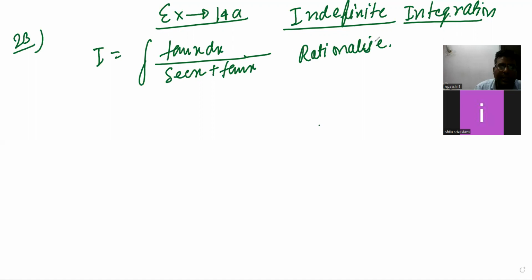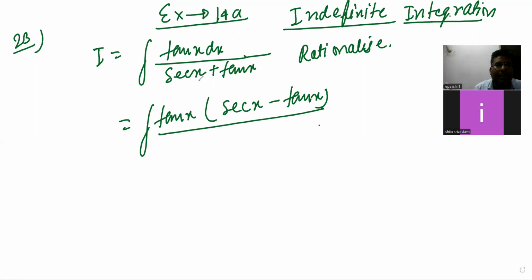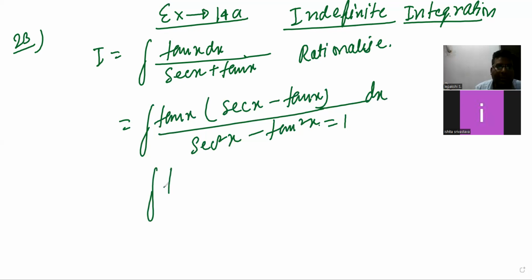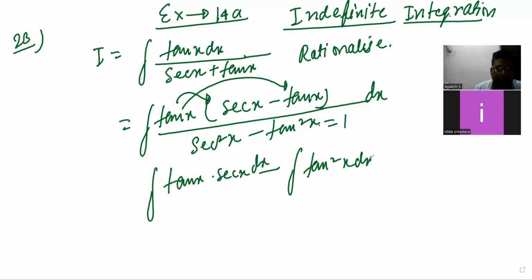Rationalize. So it will become tan of x into sec of x minus tan of x, divided by the denominator, which will become sec square x minus tan square x, and as we know this is an identity, so it is equal to 1. Now the numerator: multiply this with this and this with this, so it will become integration of tan x sec x dx minus integration of tan square x dx.